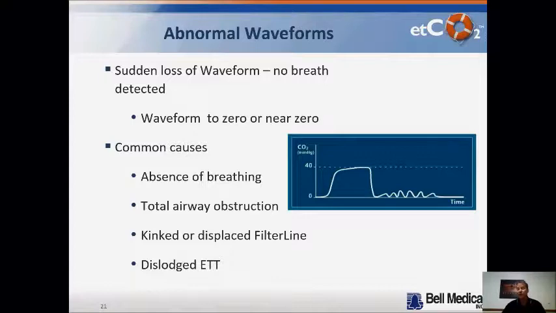You could also have a kinked or displaced filter line. So if the filter line becomes disconnected, they're not going to sense CO2. Or if the filter line, the sample line, is kinked, it won't. Usually when it's kinked, though, it'll say line block. Also, you could have a dislodged endotracheal tube. So in other words, the endotracheal tube has come out from where it's supposed to be, and it's not detecting breath anymore.